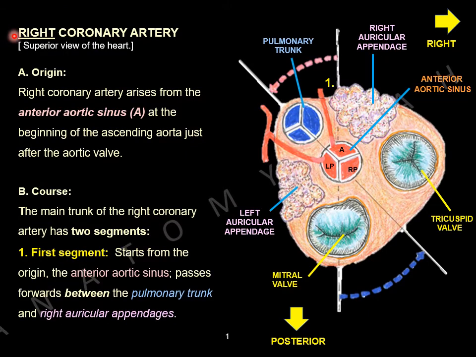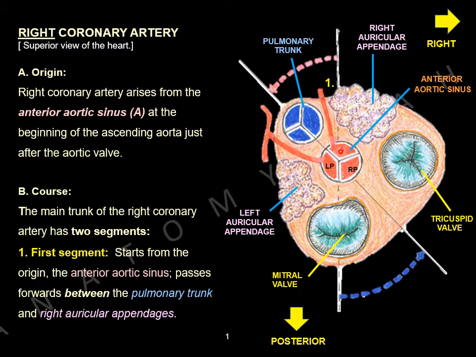Right coronary artery. This is a schematic diagram of the heart seen from above. This is anterior, this is posterior, this is right, and this is left. This is the aortic opening with three sinuses, anterior, right posterior, and left posterior sinuses. Anterior and slightly to the left of the aortic opening is the pulmonary opening.